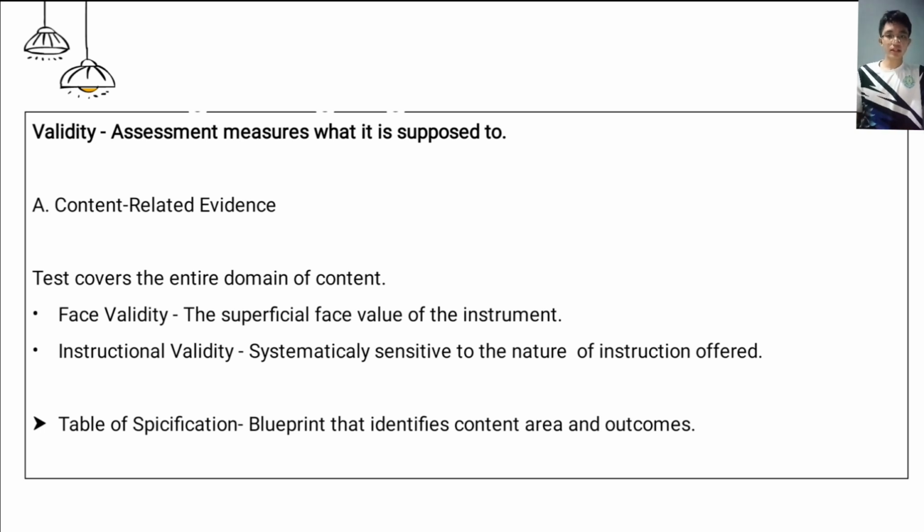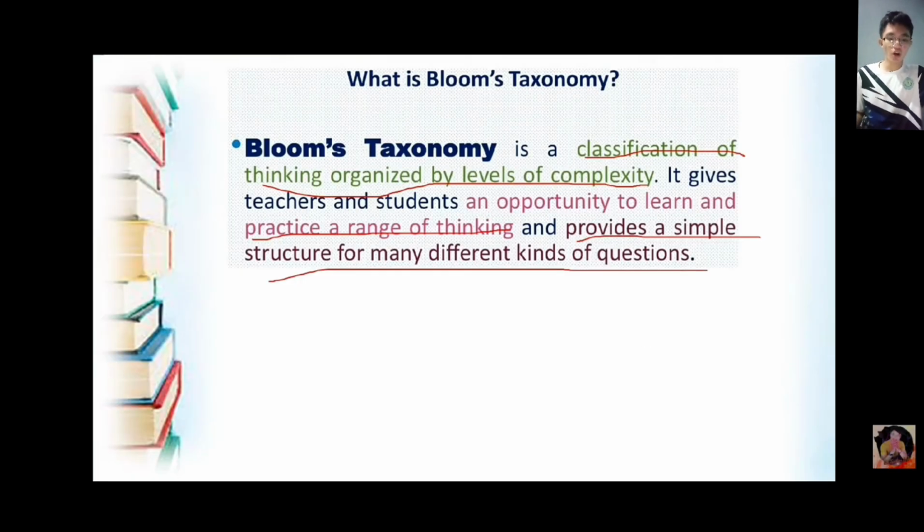Before making a TOS, we have to learn first the Bloom's revised taxonomy. So what is this? It is a classification of thinking organized by levels of complexity. It gives teachers and students an opportunity to learn and practice a range of thinking and provides a simple structure for many different kinds of questions. It is important so we can know which domain our questions fall under. Could it be in remembering, understanding, applying, analyzing, evaluating, or creating?